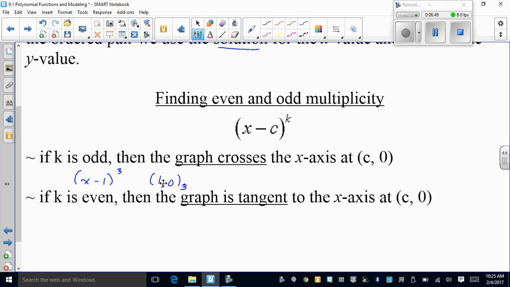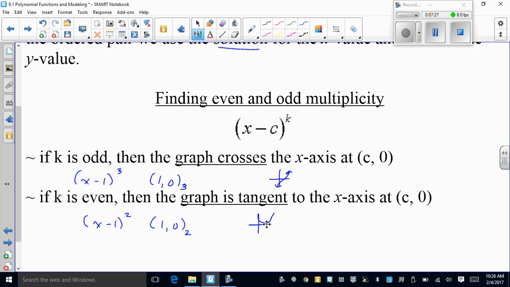It draws itself once. If k is even, so let's do (x - 1)^2, then the graph is tangent to the x-axis at (c, 0). So this would be (1, 0), and it would have a multiplicity of 2. Now on the graph, on this one, your graph would come down, touch the x-axis, and then go back up. Didn't do a very good job of hitting it, but I did. That's what it means by being tangent.